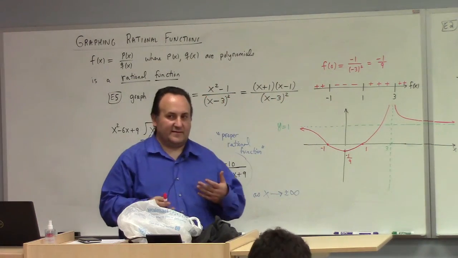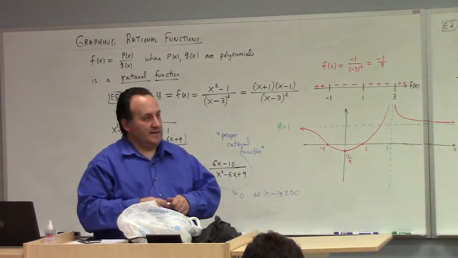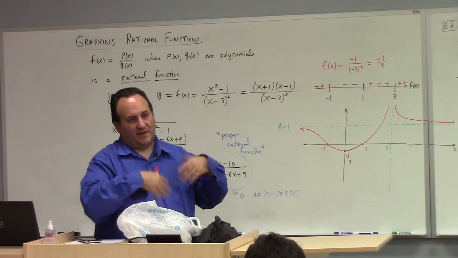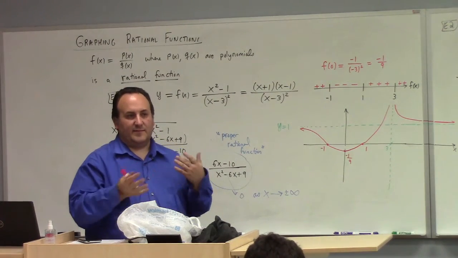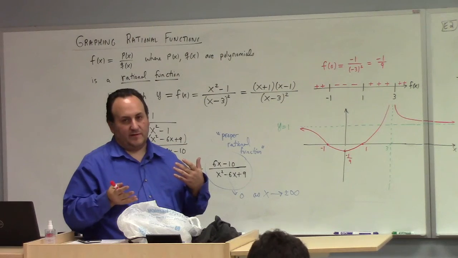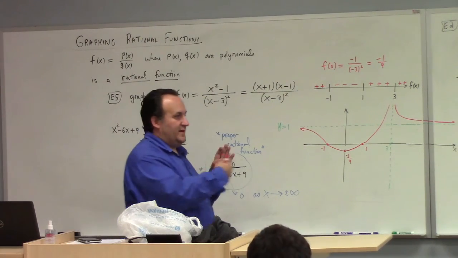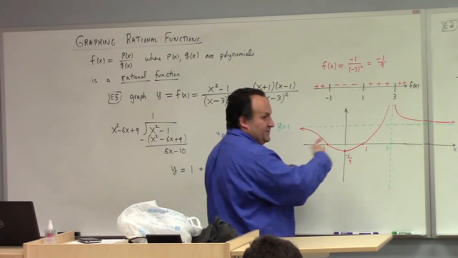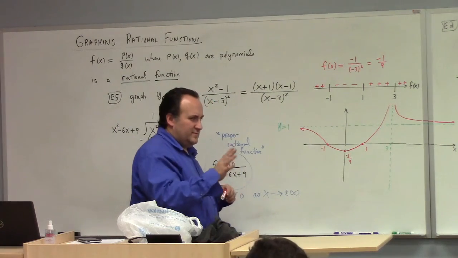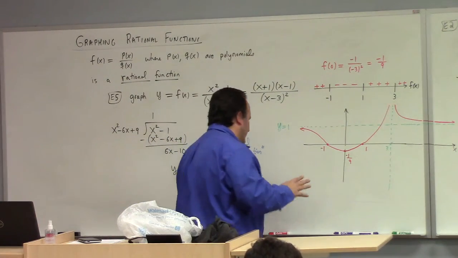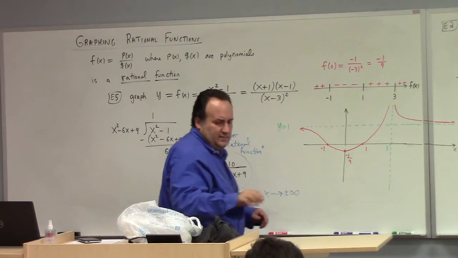Anytime there's an even factor, it's a bounce. It's either a bounce off the x-axis or it's a bounce off infinity. Anytime it's an odd number, it's a cross. It either crosses the x-axis or it crosses through infinity. Next example, I'll show you crossing through infinity, quote unquote.